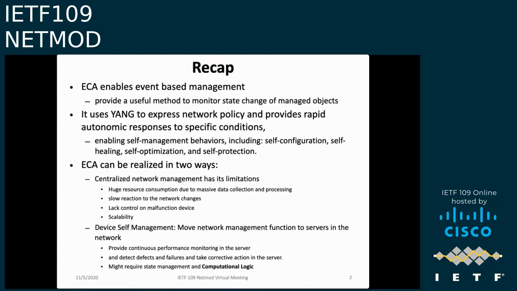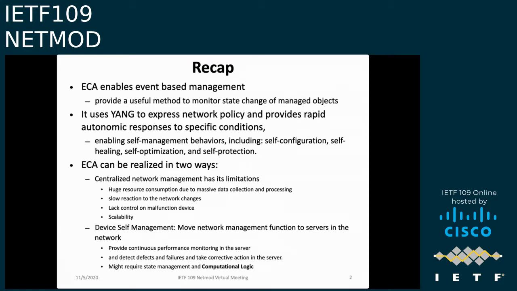This ECA can be implemented in two different ways. One is centralized network management. The second is device self-management, which can also be seen as distributed policy management. Centralized network management can provide network-wide visibility of what happens in the network. But it may require huge resource consumption when facing massive data collection and processing, and it may have a slow reaction to network changes.